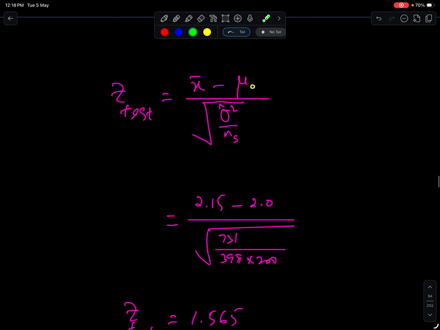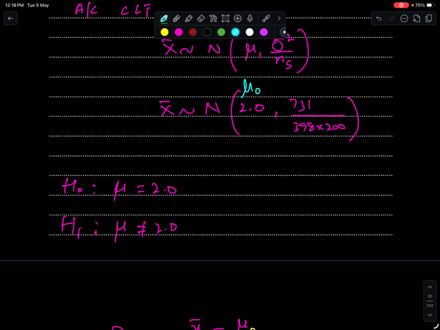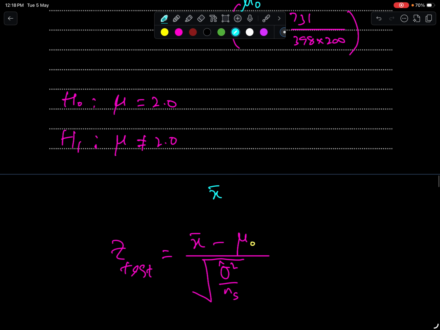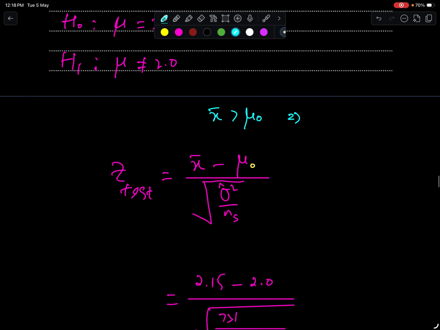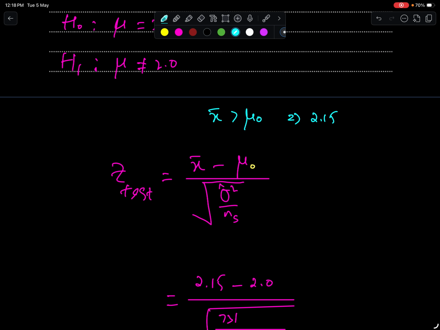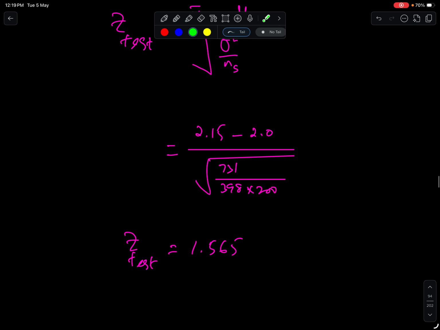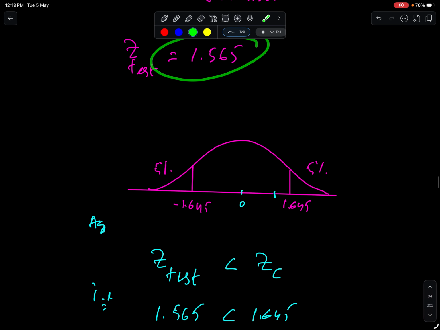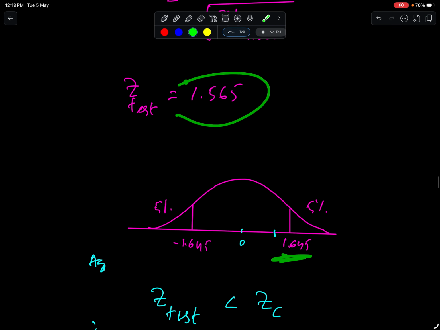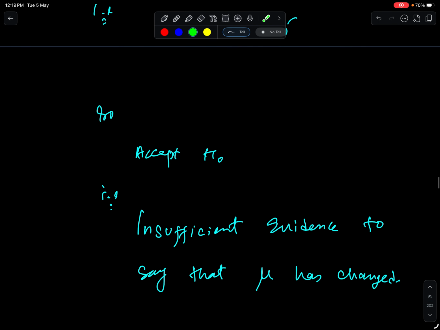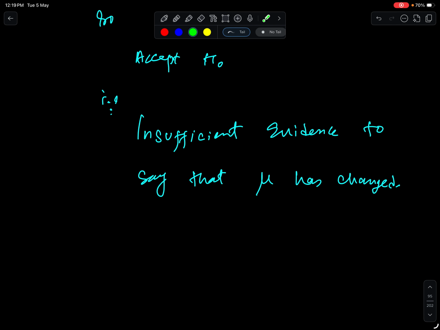Now check. It's a two-tail test, so check whether x bar is greater than mu naught. See, x bar is 2.15 and mu naught is 2.0. Then go for an upper tail test. Now compare this with this value. So 1.565 is here, so accept H0. No evidence to say that mu has changed.